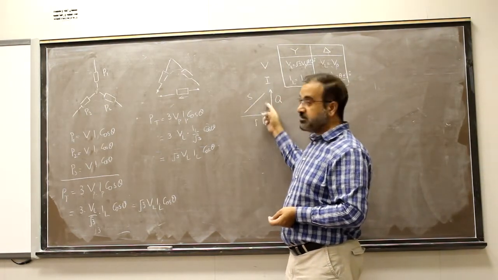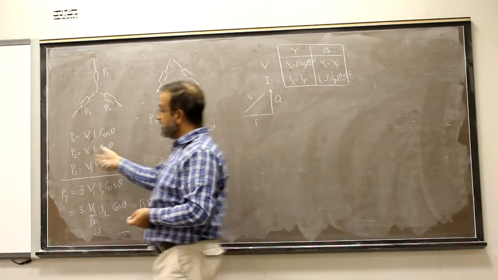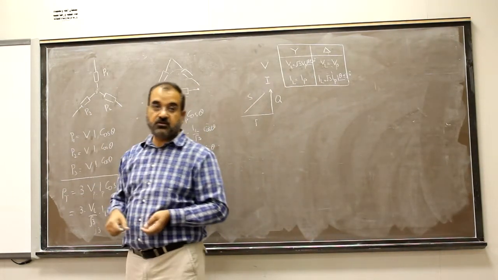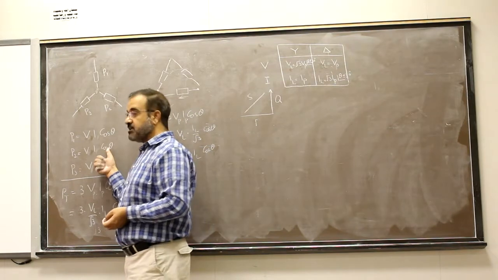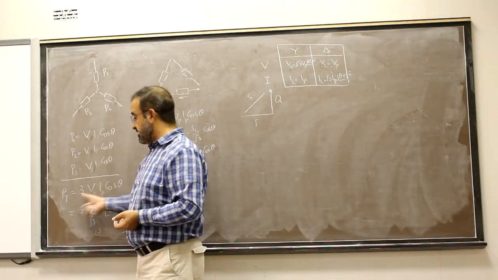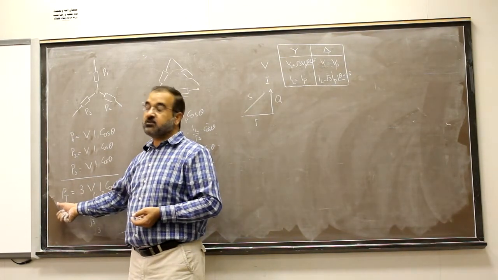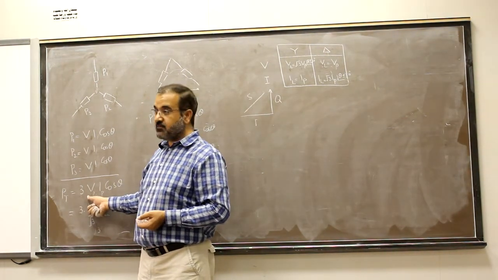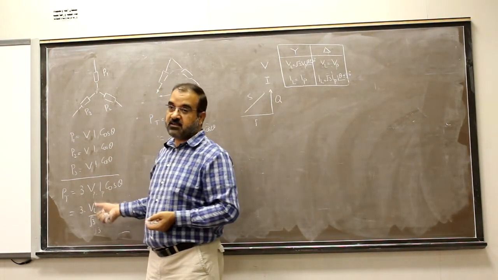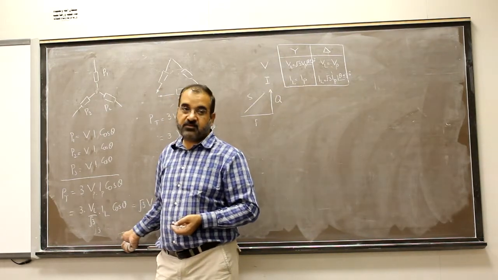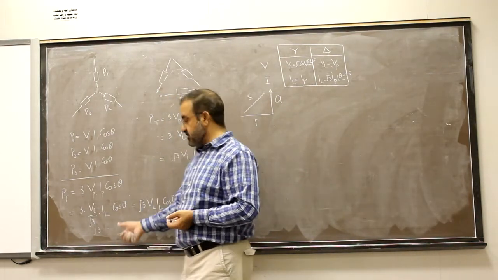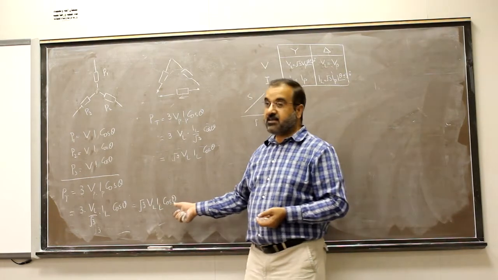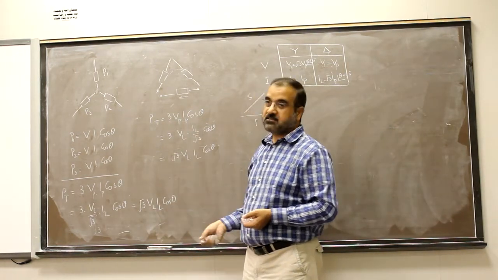Now how do you find Q? It is equal to V into I into sine theta. Here also sine theta, here also sine theta. Total Q will be equal to 3 V phase, I phase, sine theta. Put the line and phase values, you will get root 3 times VL IL sine theta. Like this.